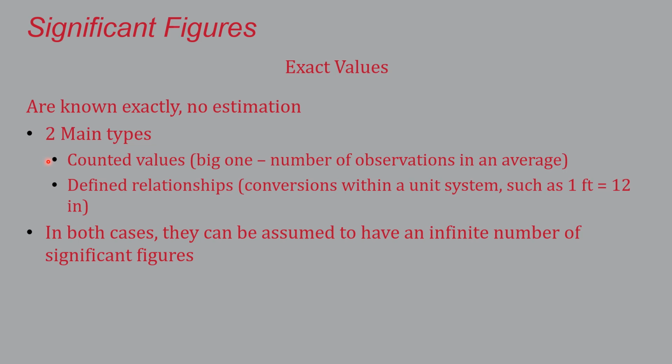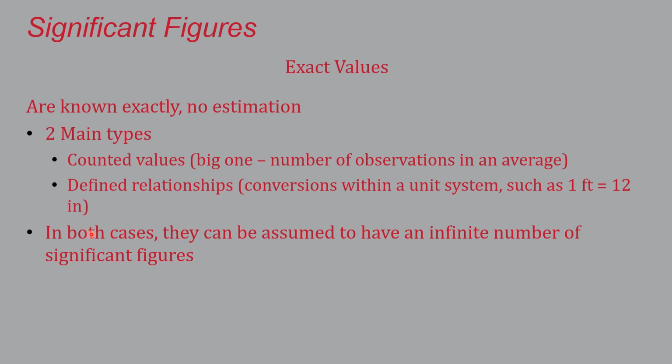A big one for this is, think about when you're taking an average of a bunch of values. How do you do that? You add up the sum of all the values, and you divide by how many values there were. That denominator, how many values there were, is a counted quantity.